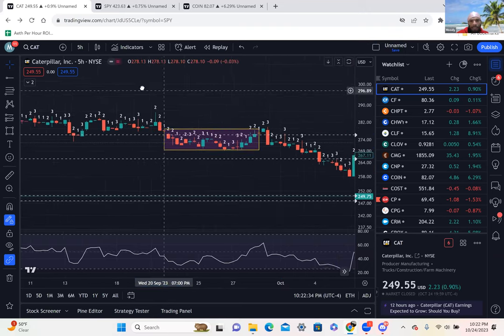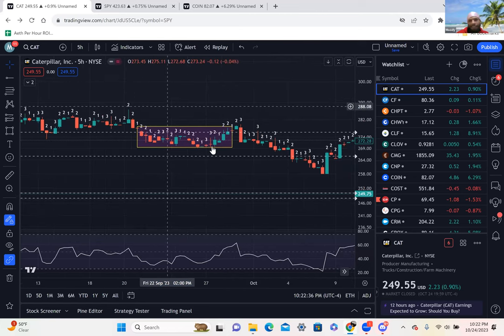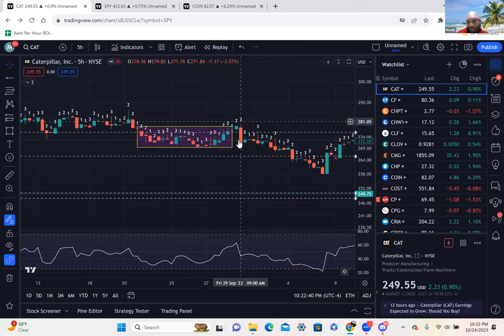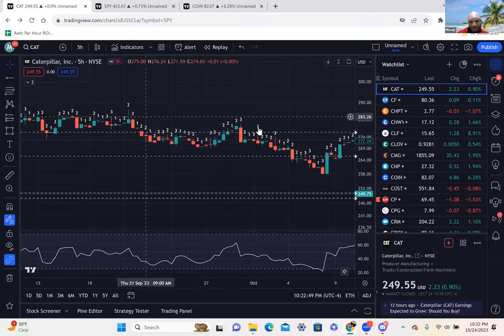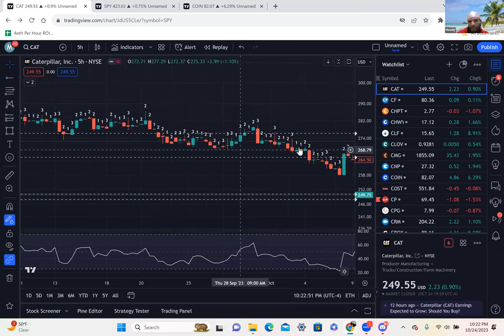Reason I don't like it. I don't even know how I can explain it. Even when it broke out, this 3-bar is all I see. This 3-bar came right back to me. I don't like it, right? And I knew that before I even drew it. That's why I said I don't like it. That's just a failing cup and handle.